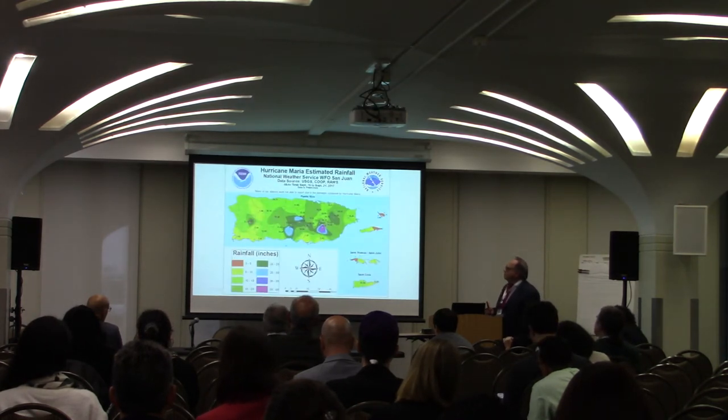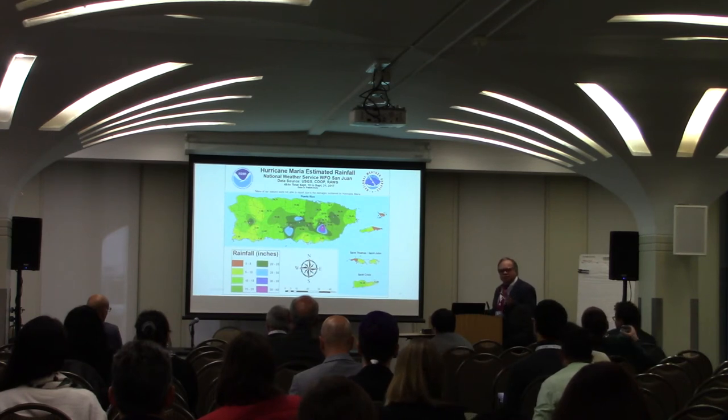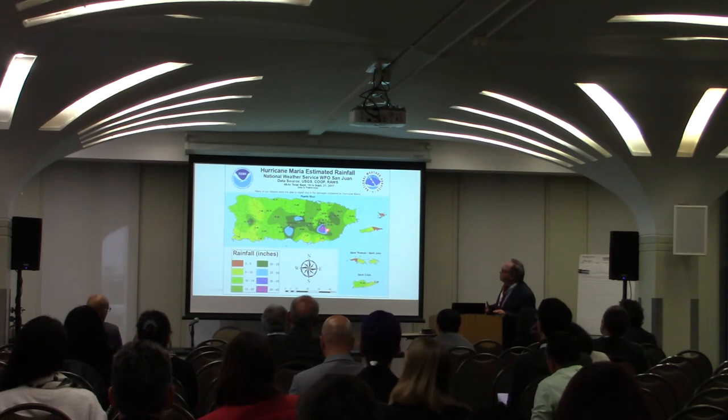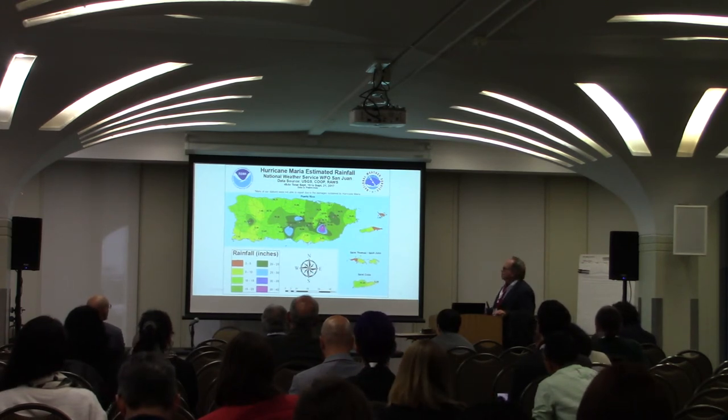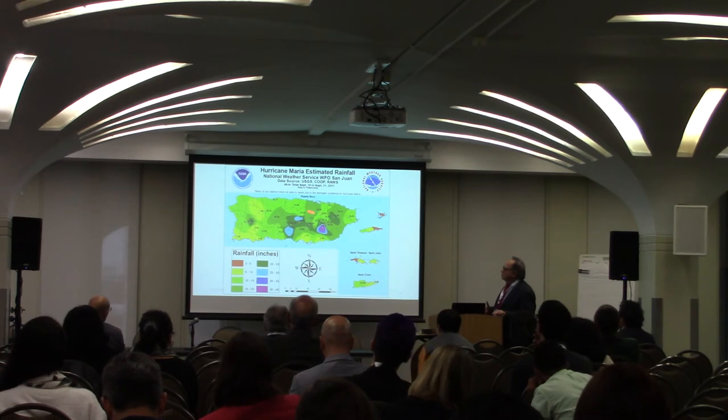Some of the estimated rainfall from the National Weather Service, you can see the peaks here. This is data from September 19th to 21st, actually about 38 hours, something like that. And the maximum here was 37 inches in that period. See, the storm came in through here, so it's not difficult to imagine that these areas were more highly impacted.